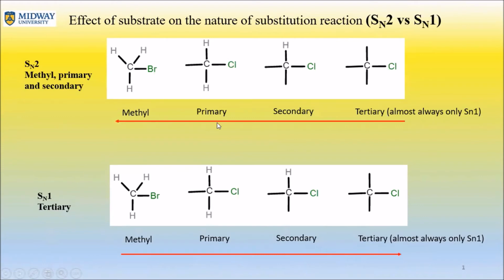So your methyl, primary, and secondary substrates favor SN2 substitution reaction. Your tertiary substrate almost always favors your SN1. Secondary is kind of in between primary and tertiary, but it almost always favors SN2. Your tertiary carbon substrate almost always favors SN1. So there's only one kind of carbon substrate that you really have to know that it favors SN1. The remaining type of substrates almost always favor SN2.